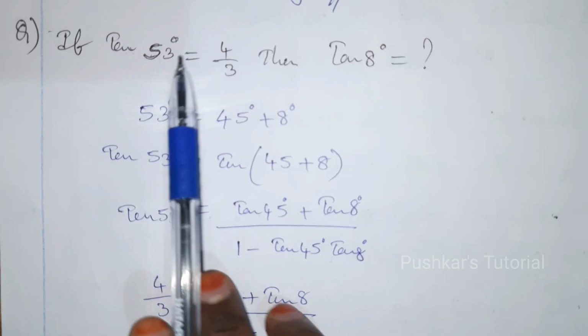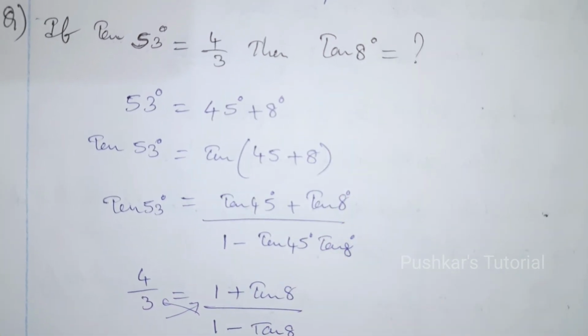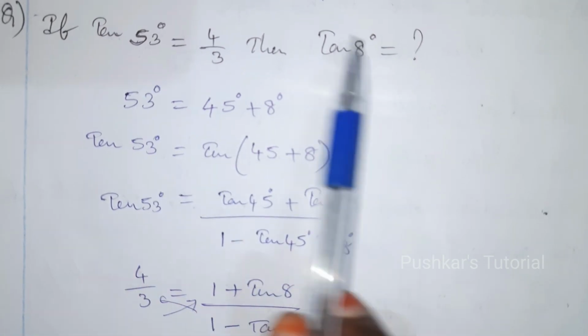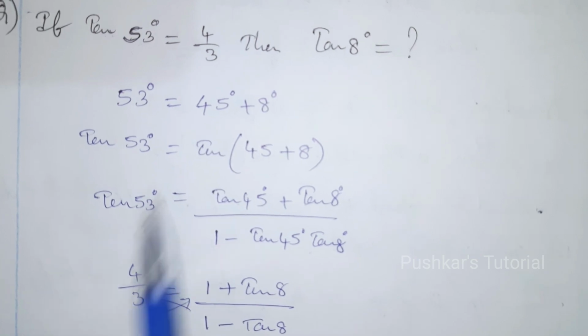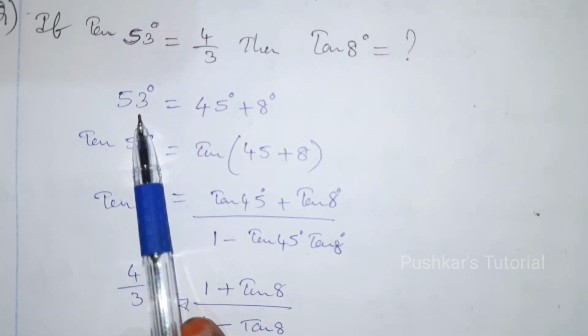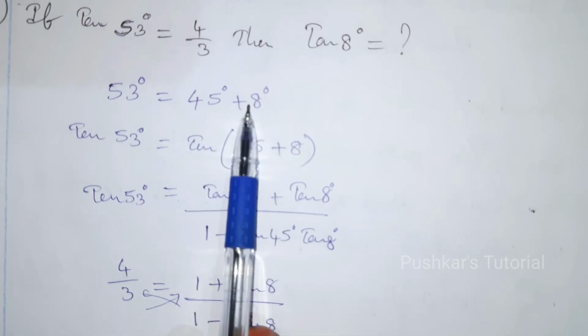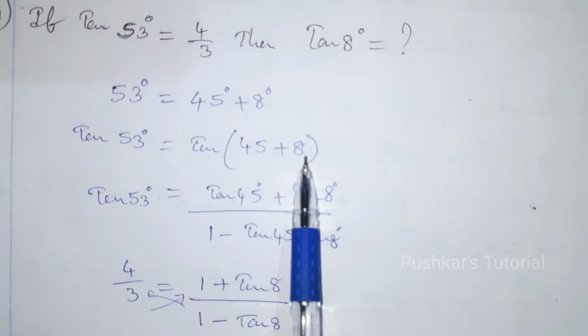If tan 53 degrees is equal to 4 by 3, then find tan 8 degrees. It is also from the intermediate topic. So 53 and 8, what is common? 45 is there. It means 45 plus 8 is equal to 53. Tan 45, you know the value. So we have to take this formula only. So tan 53 is equal to tan of (45 plus 8).